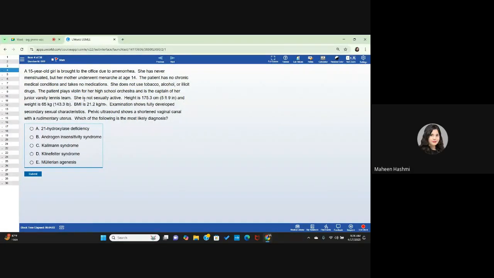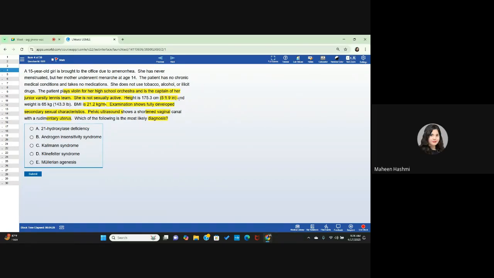The patient plays violin for her high school orchestra. Her BMI is normal. Examination shows fully developed secondary sexual characteristics. Pelvic ultrasound shows a shortened vaginal canal with a rudimentary uterus. What does this mean? Turner syndrome. Rudimentary means not properly developed.